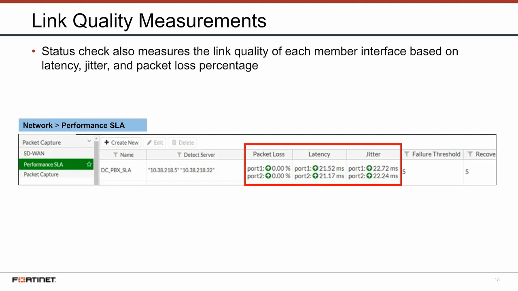It is important to note that the green up arrows are indicating only that the server is responding to the health check, regardless of the packet loss, latency, and jitter values. It is not an indication that any of the SLAs are being met.